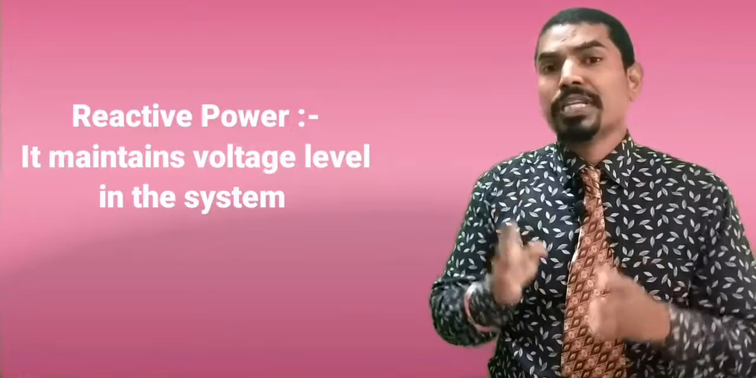What happens in inductive and capacitive load? In case of inductive load, when current passes through an inductor, it produces a magnetic field. Whereas in case of capacitive load, an electrostatic field is produced by the capacitor. So because of this magnetic field and electrostatic field produced by inductive load or capacitive load, reactive power is always there in the system, and it is required to maintain the voltage level in the system.